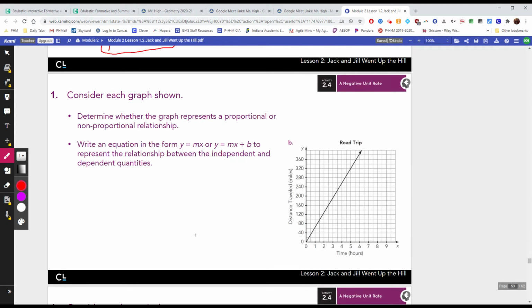For part B, we would determine that this graph is proportional. It's a line, it goes through the origin. So for the second part, we know we're writing it in this form. We just need to determine the slope. So again, 0, 0 is 1 point. If we find another point on this graph, so it looks like we could use this one.